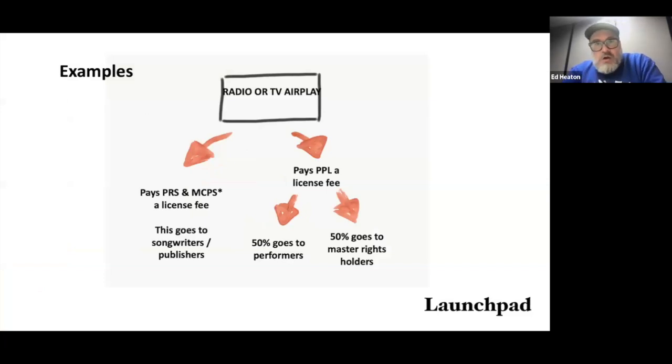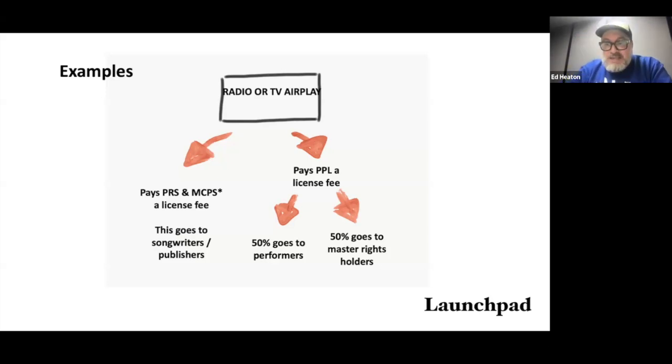So radio: if your music's played on radio or TV airplay, again, both the master rights holder and the songwriter are paid. So it's played on radio, a PRS royalty will be paid because it's considered a performance of that song. So some money will go to the songwriter or publisher. MCPS will not be paid though, because it's not considered a reproduction; it's considered a broadcast of it. MCPS will be paid if it's played on television, because it's considered a reproduction of that music.